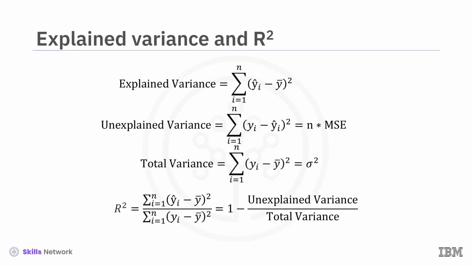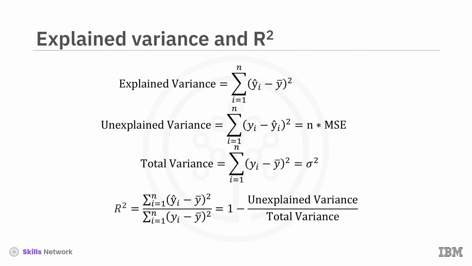Explained variance is the sum of squared differences between the predictions and the average value of the actual target data. For a perfect predictor, explained variance is the same as the total variance of the target, where total variance, usually denoted as sigma squared, measures the total variation of the target values from their mean value.